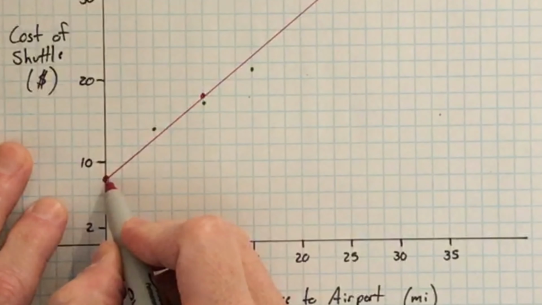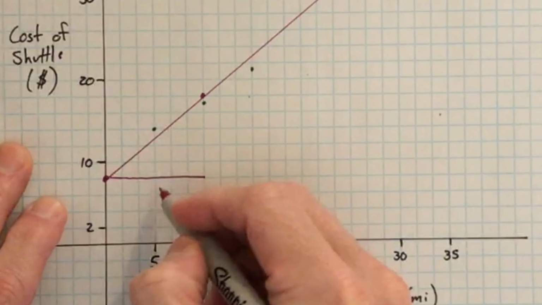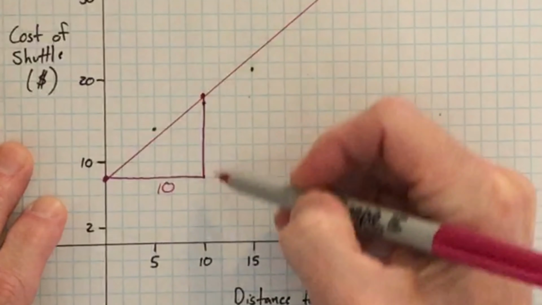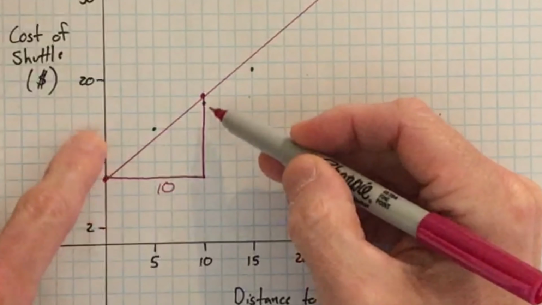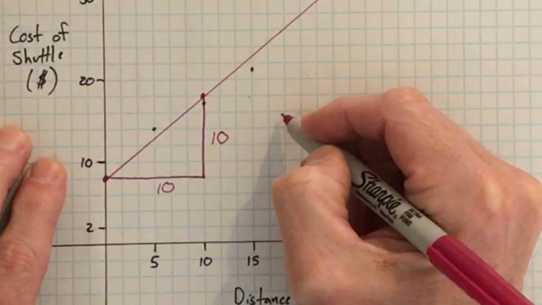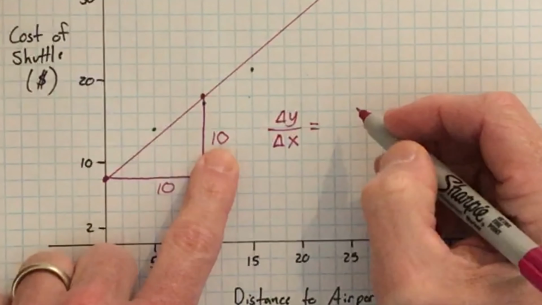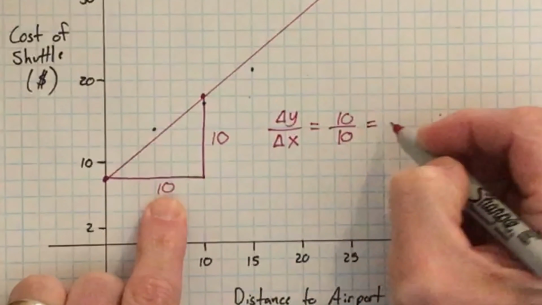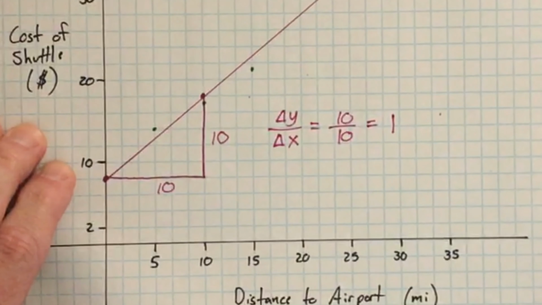So let's go back and look at our two points on the line, (0, 8) and (10, 18). We think about the horizontal change. Well, we started at 0, ending at 10. And we think about the vertical change. We started at 8, and we ended up at 18. From 8 to 18 is up 10. So our slope is change in y divided by change in x. The change in y was 10. The change in x is 10, and 10 divided by 10 is 1. So the slope of our line is 1.